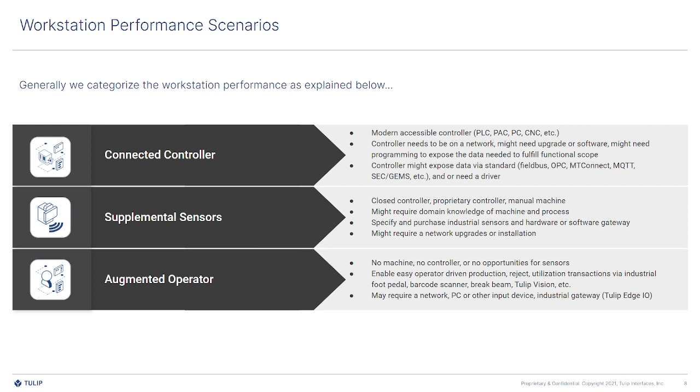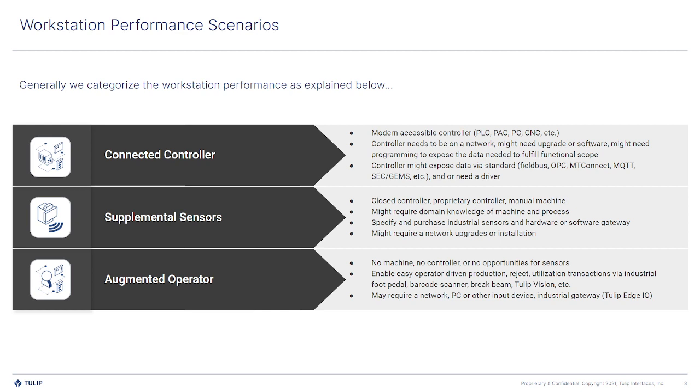We call supplemental sensors the scenario where there might be a sophisticated controller, but maybe it's closed and it's proprietary and we can't get data from it. Or within that same category, supplemental sensors, it's an antiquated machine or a manual machine that we need to add capability to merely get a base idea of utilization. So in both of those cases, what we can do is add hardware, things like a current clamp or a brake beam or a proximity sensor, and Tulip's edge hardware to obtain information that we can then use to derive utilization state and obtain production and reject transactions.